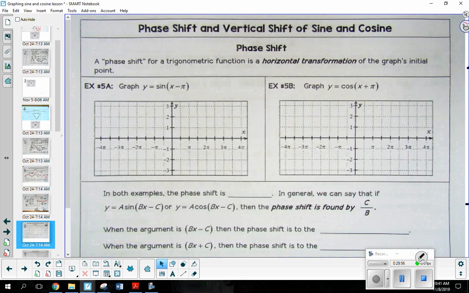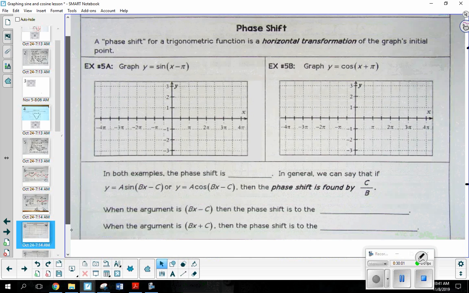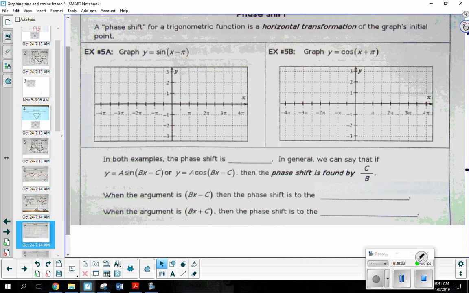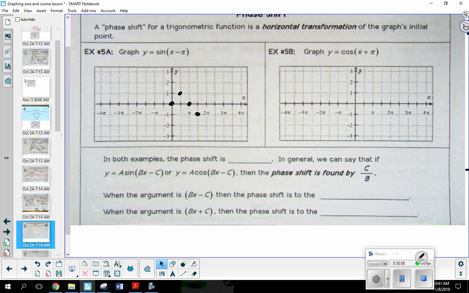Y equals sine of x minus pi. Okay, let me get the pre-image first. Sine always starts with a what? 0. Then we have a maximum, 0, minimum, 0. Okay, so there's one period for sine. And I have enough room here. I'll go ahead and draw a few more of these patterns. Okay, I think that's enough. And there we go. Okay, so this is the pre-image. This is just sine of x, the parent.